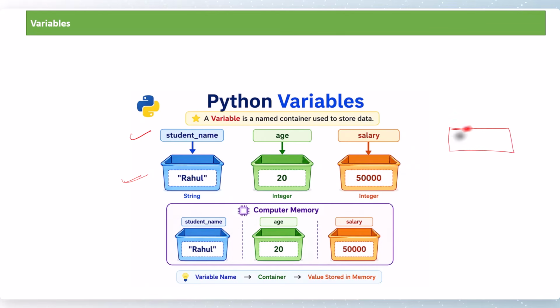Okay, it is going to create an object in the memory like this, and it is going to store the value inside that, and it will give the name of the variable student underscore name. The same thing is applicable for the age and salary also. Okay, like this, we are going to create the variables.